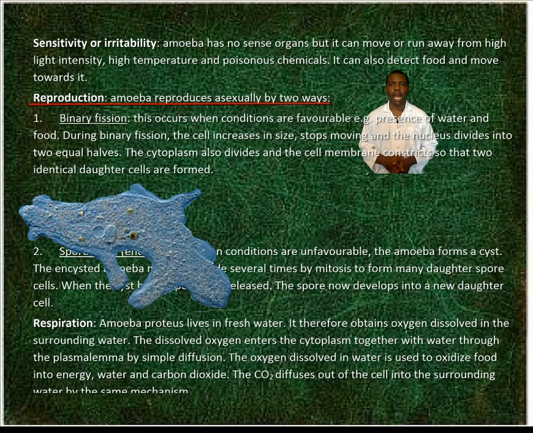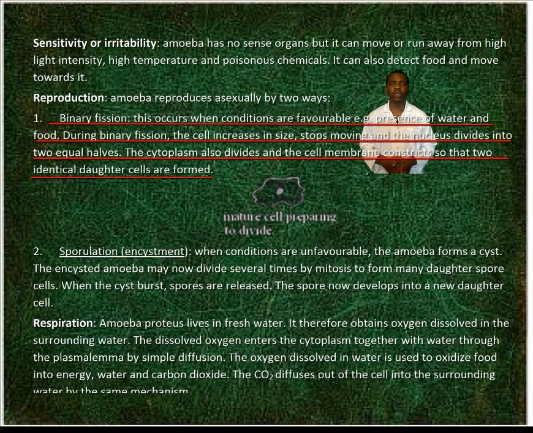Reproduction. Amoeba reproduces asexually in two ways. 1. Binary fission. This occurs when conditions are favorable, for example, presence of water and food. During binary fission, the cell increases in size, stops moving, and the nucleus divides into two equal halves. The cytoplasm also divides, and the cell membrane constricts so that two identical daughter cells are formed.